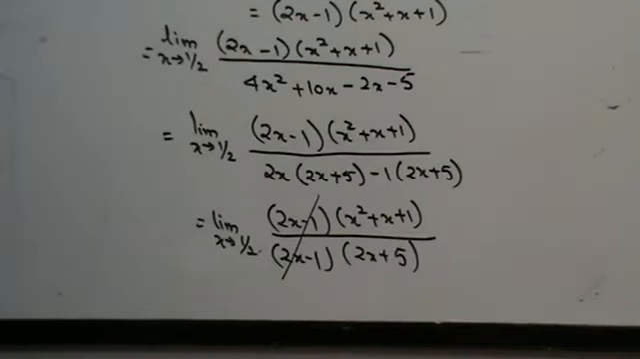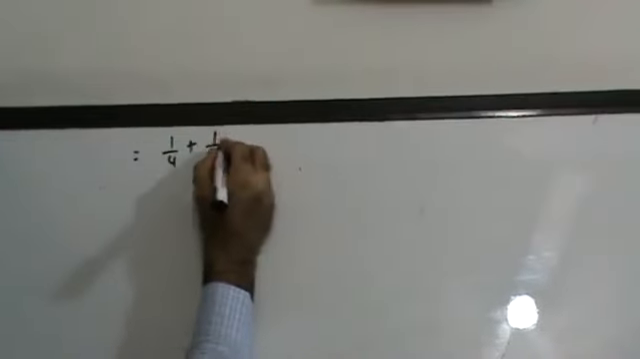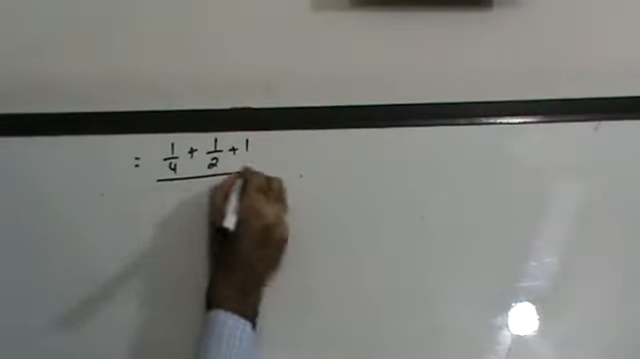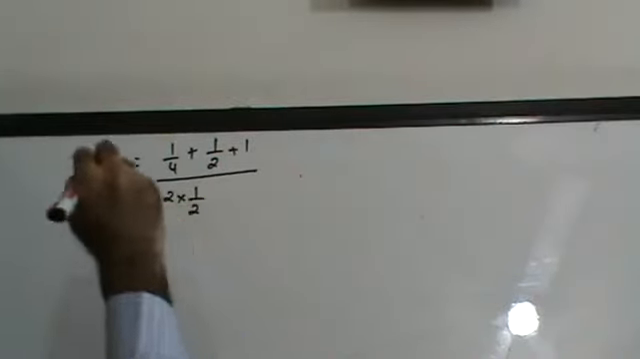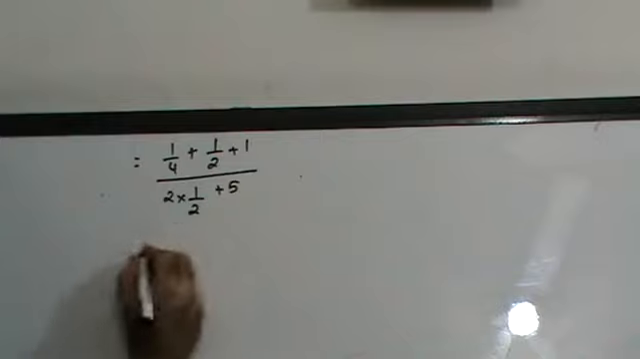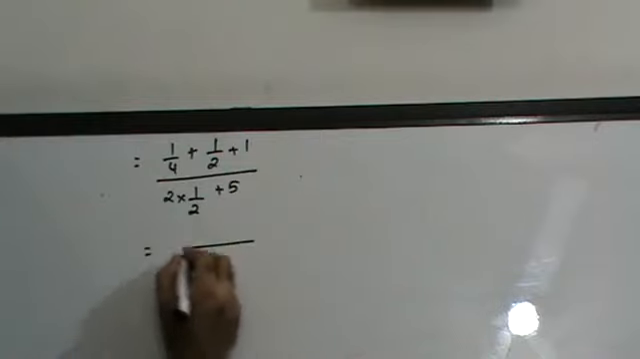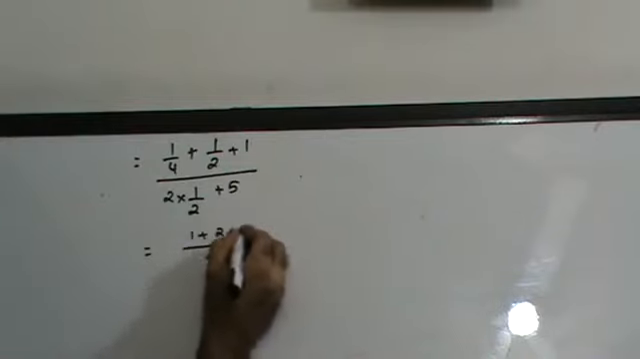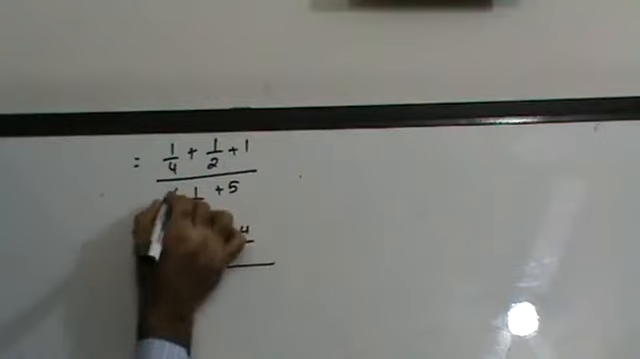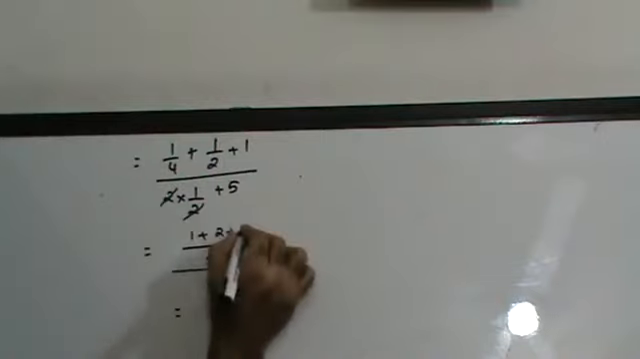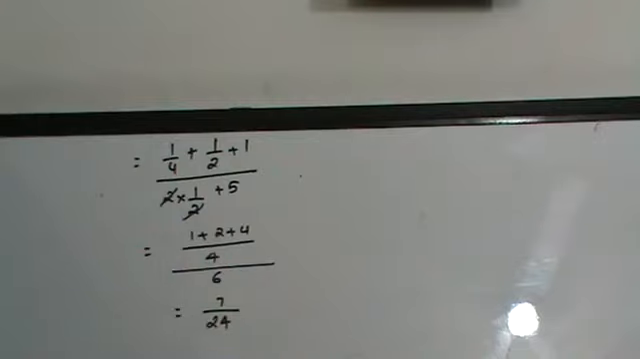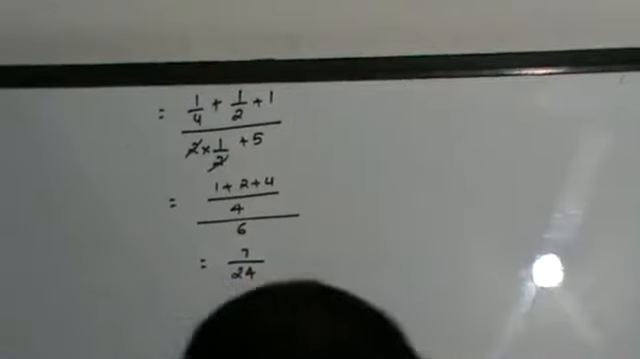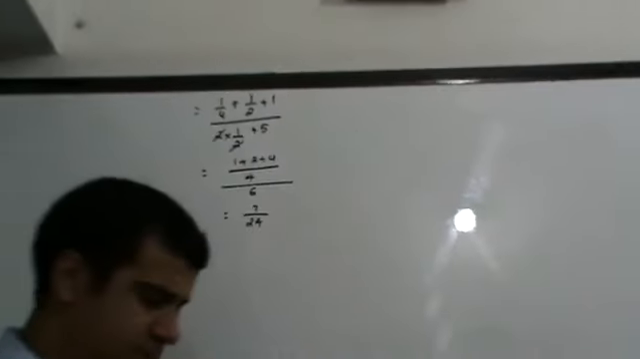Substitute the value. So in that case, this is (1 upon 4 plus 1 upon 2 plus 1) upon (2 into (1 upon 2 plus 5)). 4 is the common denominator: 1 plus 2 plus 4. Cancel. 7 upon 6 4s are 24. So the answer is going to be 7 upon 24. Fine. Let's move on ahead.